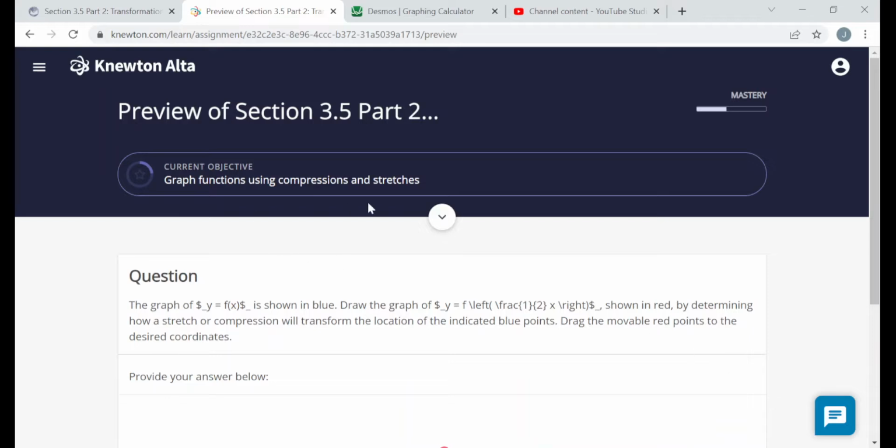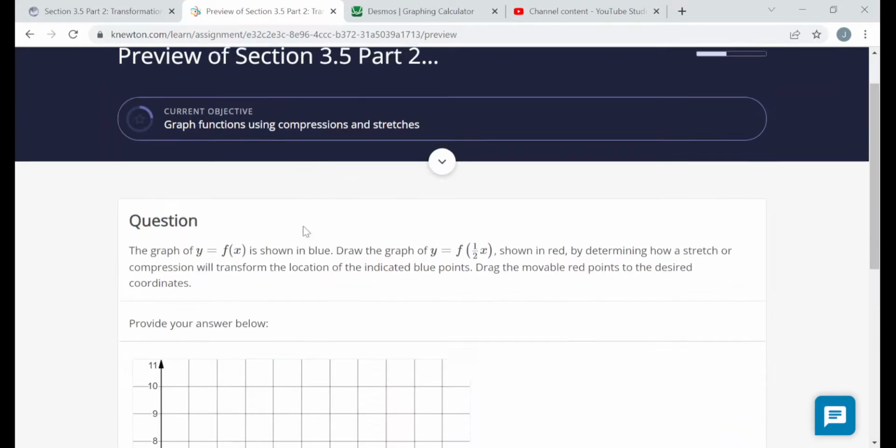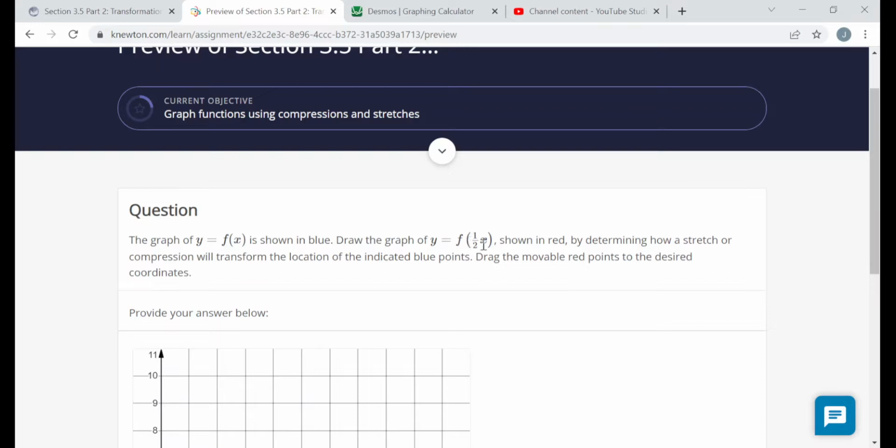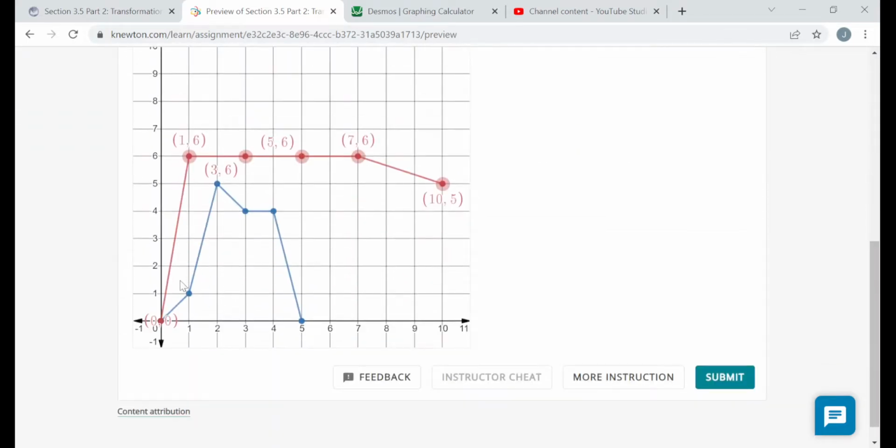All right, more compressions and stretches. So here it's another horizontal stretch. X is replaced by half x. So it's going to be a horizontal stretch by a factor of 2, right? The reciprocal of a half. So I multiply all the x coordinates on the blue graph by 2.